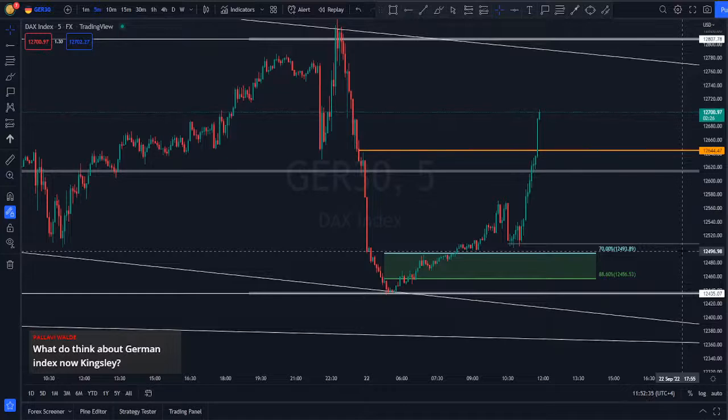What do you think about the German index now, Kingsley? Well, stay away. That's all I can think of. For the German index, all you need to do now is stay away, okay? Wait for that trend line, wait for a touch of the trend line, or let me give you a level. One second. Let's find the realistic level.